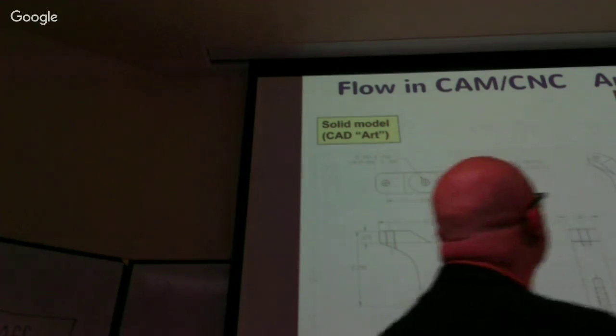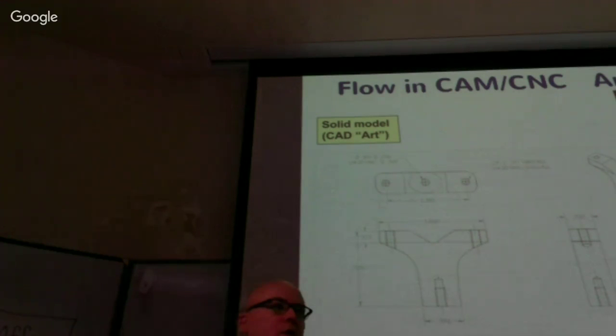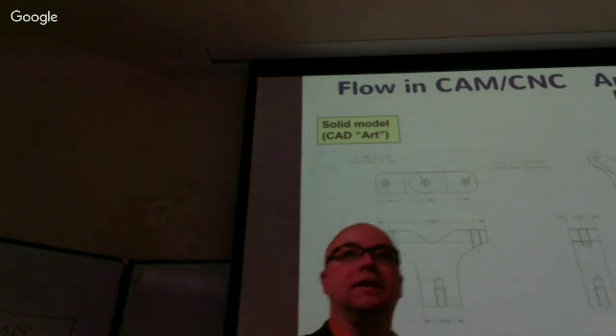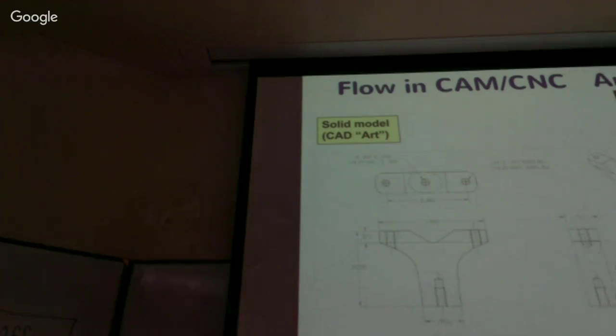Now, looking at this part, can we cut the whole part by putting it in the machine tool 1 time? No. Why not? Because it's got features that, so those machine tools that we're using are 3-axis machine tools. They can only operate what they can see from the top down, right? So we can't make it in 1 setup. So we've already determined we've got to have more than 1 setup.